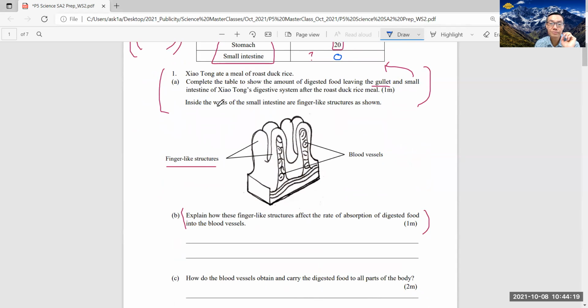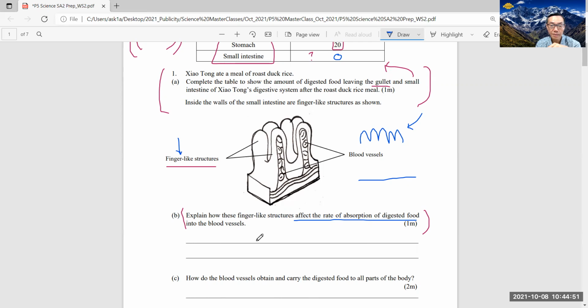So here they ask you, you're reviewing now. Part B, you're supposed to explain how these finger-like structures affect the rate of absorption of digested food. Okay, this topic, you remember. This structure compared to a flat one. So in terms of scientific concept, the finger-like structure has what? More exposed surface area.